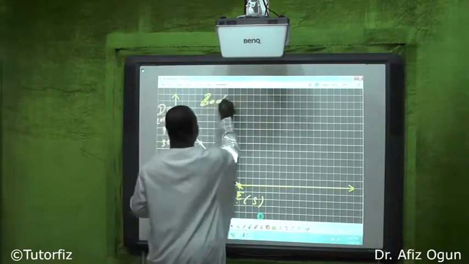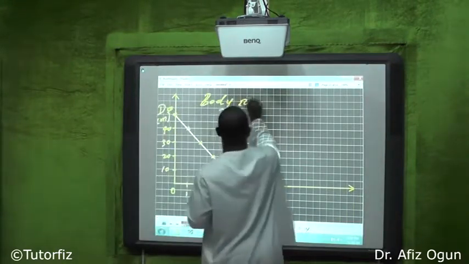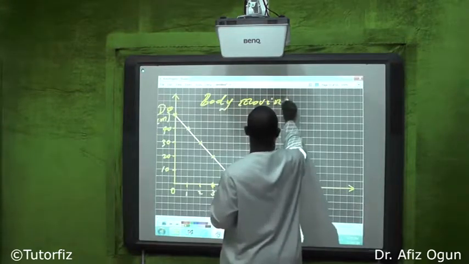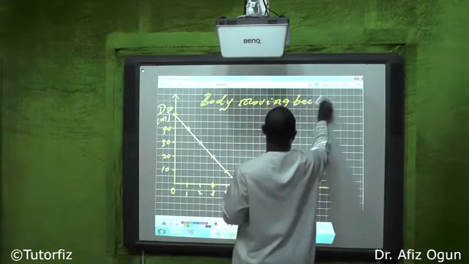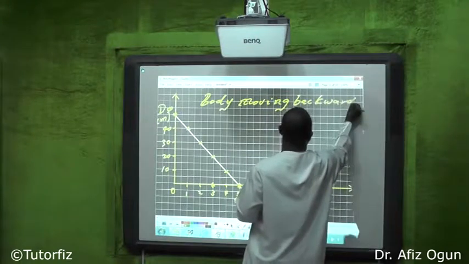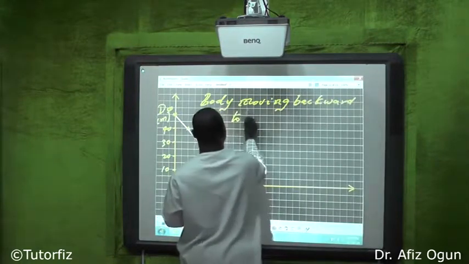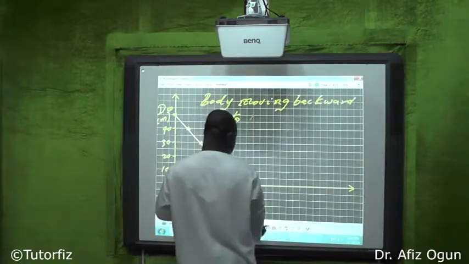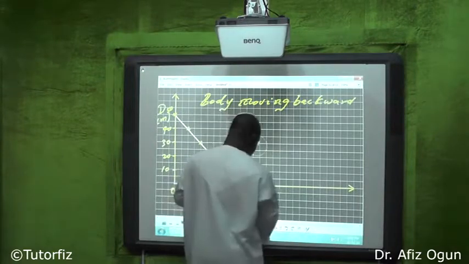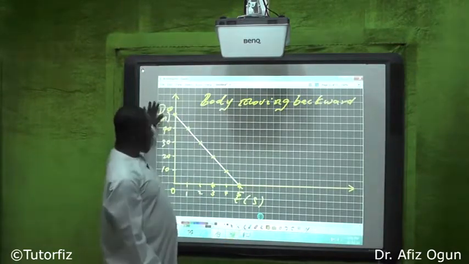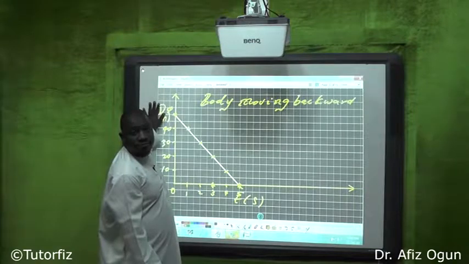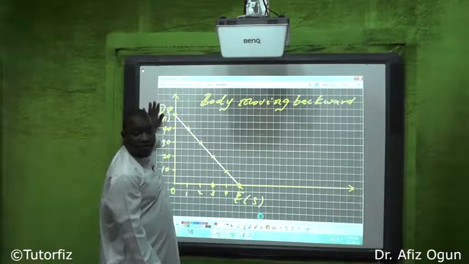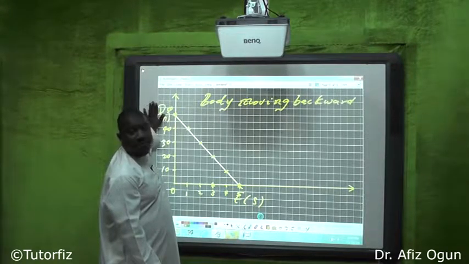So for a body moving backward to a reference point, this is the graph. For a body moving backward, this is what you see. This is the shape of the graph of a body moving backward.